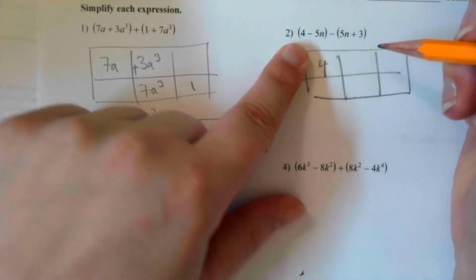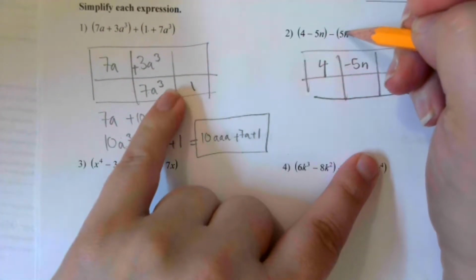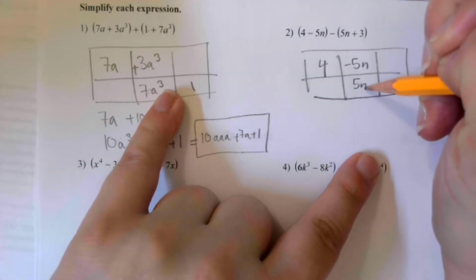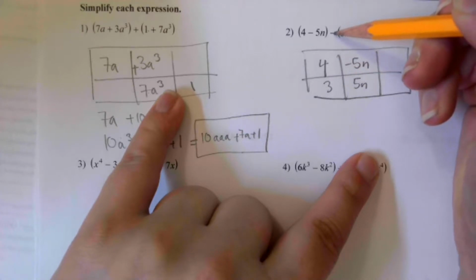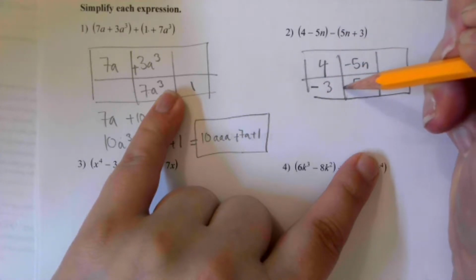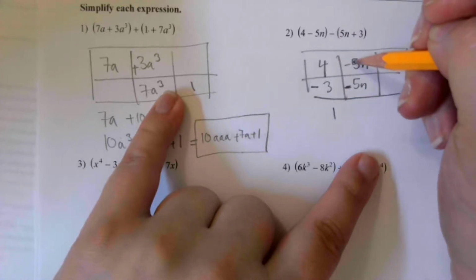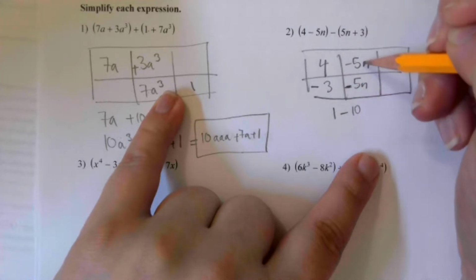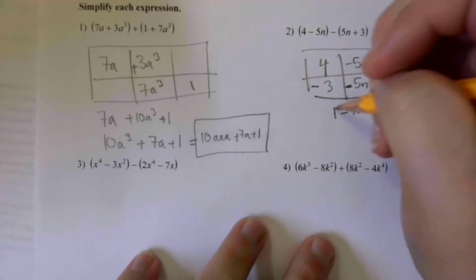4, negative 5n, 5n, and the 3 goes under there. Same term. The negative is going to flip both of those signs. 4 take away 3, 1, negative, negative, stays negative, and it adds. And we're done.